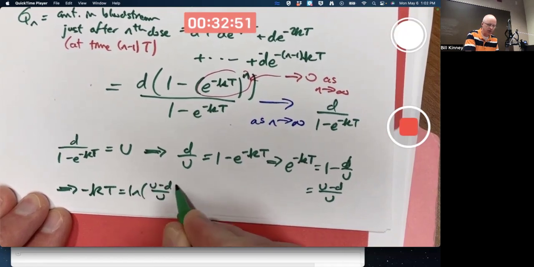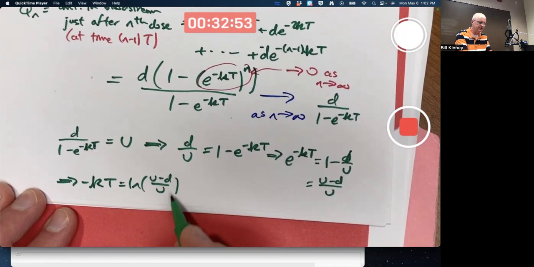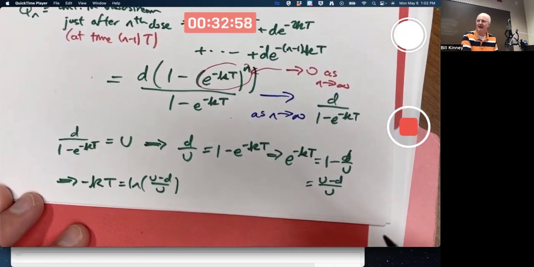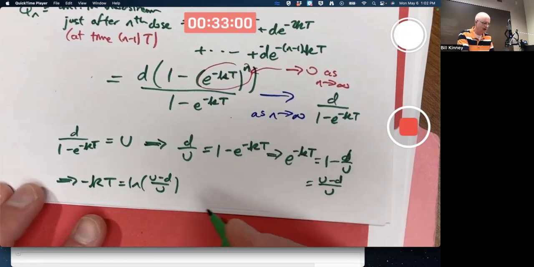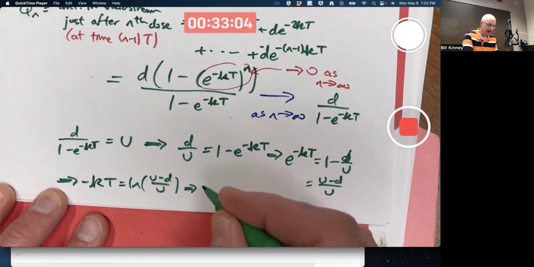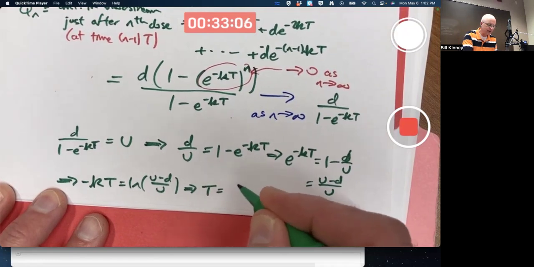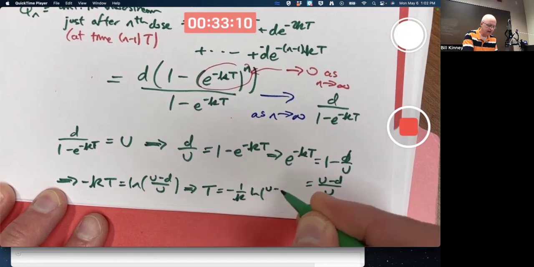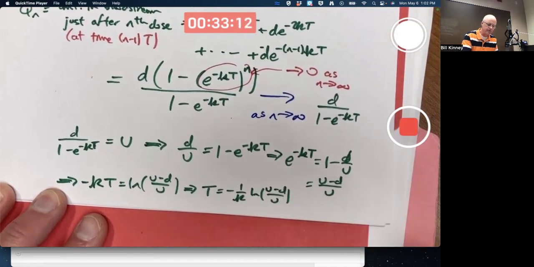I could use a property of logs here. I've got the log of a quotient. That would be the difference of the logs. Do I have to do that? No. I could now just divide both sides by negative k. I could write T as negative 1 over k ln of u minus d over u.